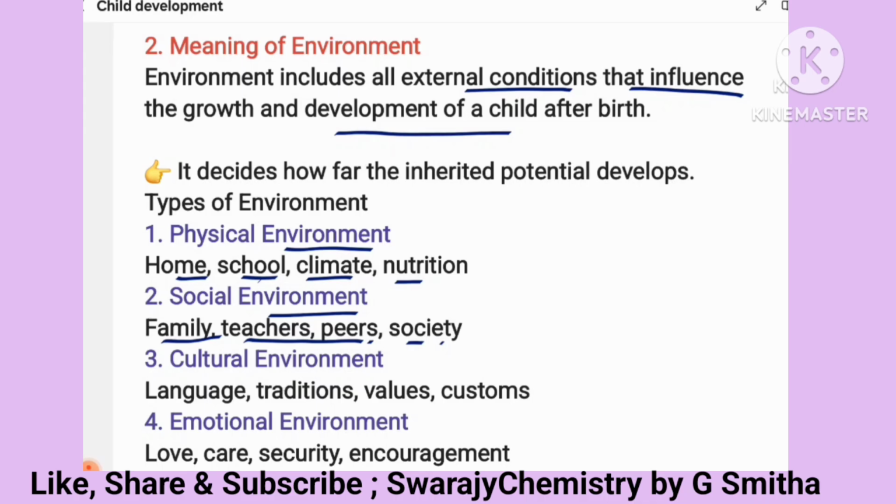Third is cultural environment. This includes language, traditions, values and customs. Example, a child grows up learning the language, beliefs and values of the society they live in. Culture strongly influences thinking, behavior and moral development.